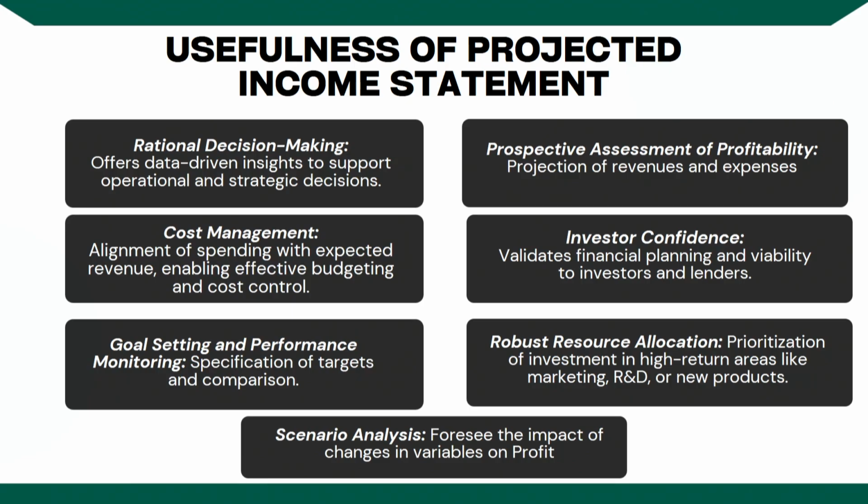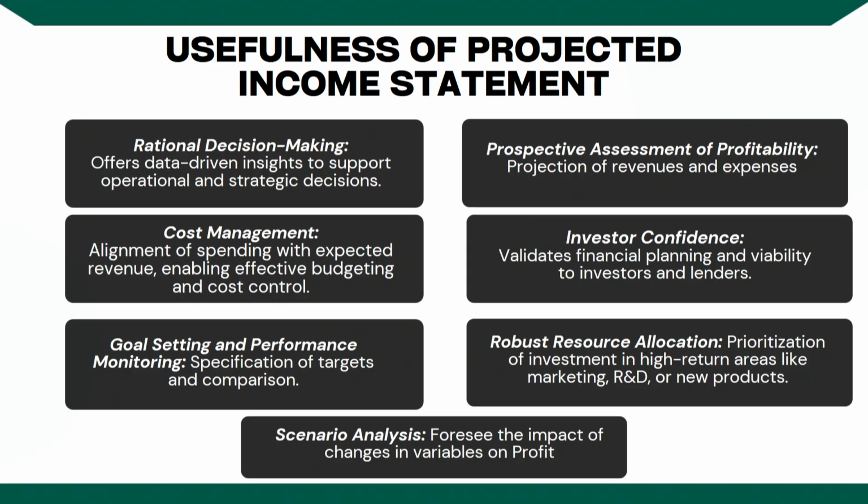As I said in the beginning, the operating performance, which is measured through income statement, is exposed to both external and internal factors. So far as internal factors are concerned, it is within the ambit of control. But if the cost is magnifying as a consequence of one external factor which is emanating from the market pervasive forces, we cannot exercise any control over that. We can only manage the cost. So it facilitates that. Then goal setting and performance monitoring, specification of targets and comparison.